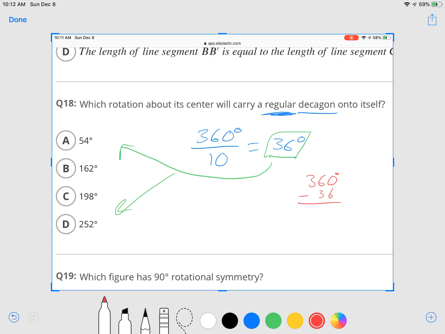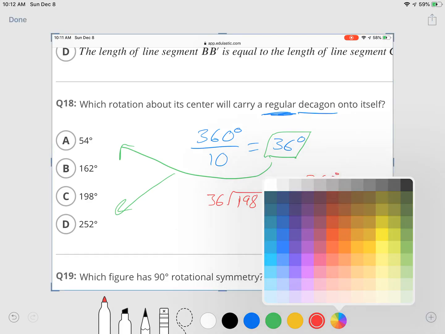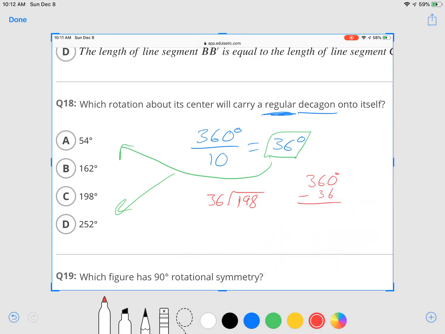So let's see, does 36 go into 198? I think 36 times 6 might work. So 36 times 6. 6 times 6 is 36. Put the 3 up here. 6 times 3 is 18, plus 3 is 21. Nope, that didn't work. What about 36 times 5? I should have just used a calculator. 6 times 5 is 30. That's not going to work either.